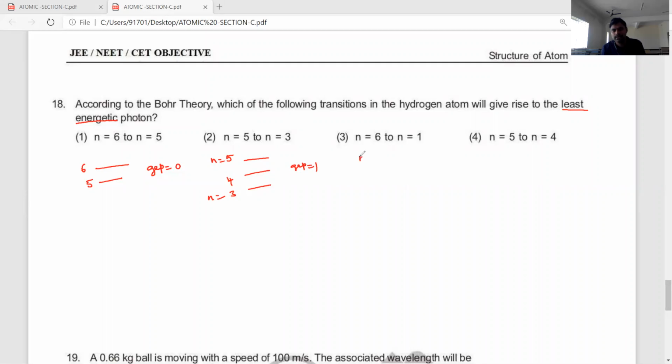N is equal to 6, 5, 4, 3, 2, 1. Means this much energy gap. How many? 1, 2, 3, 4 energy gaps are there. Gap is equal to 4. Now 4 to 5, means 5, 4. This is also gap 0. In successive energy levels, already we know that order. So the highest one has more energy.